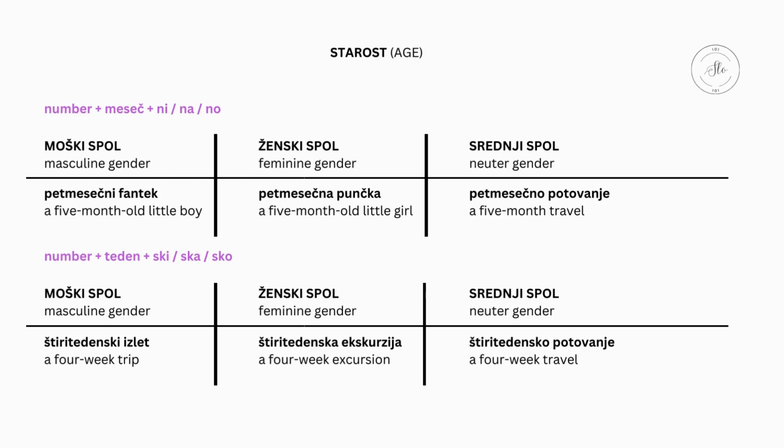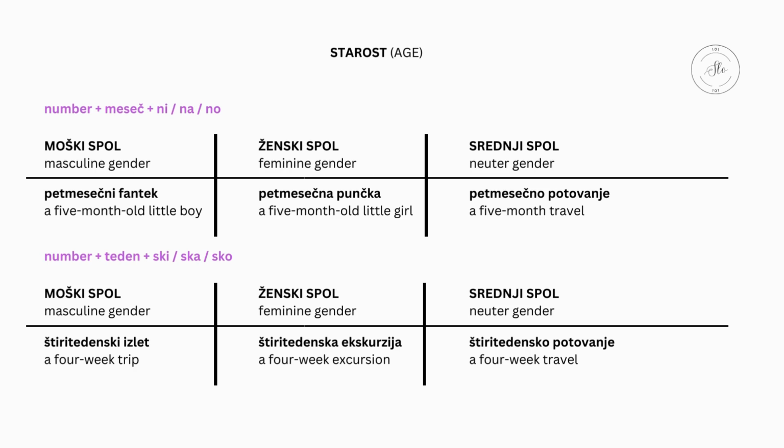In the case of months, first we put a number, then mesec, then suffix ni for masculine gender, suffix na for feminine gender, and suffix no for neuter gender. Let's look at examples. 5-mesečni fantek, 5-mesečna punčka, 5-mesečno potovanje.